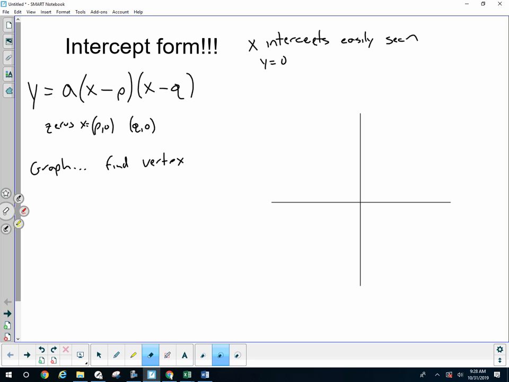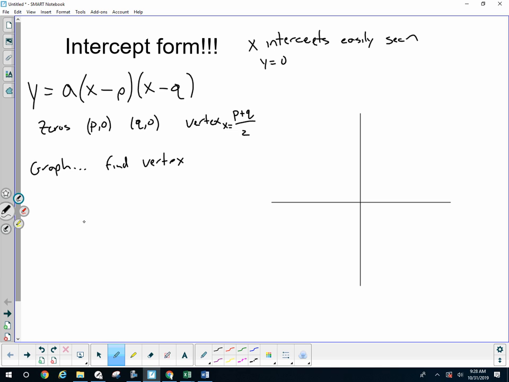Oh, again, I forgot to write down: the zeros are at p, 0 and q, 0. And the vertex will be at the midpoint, or the average of the two numbers. That's the x-coordinate. All right, what about this one? y equals negative 2x times x minus 6.